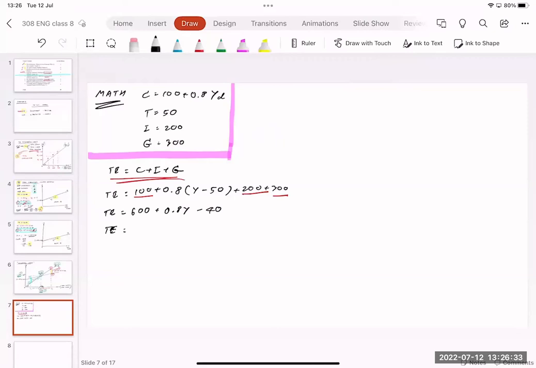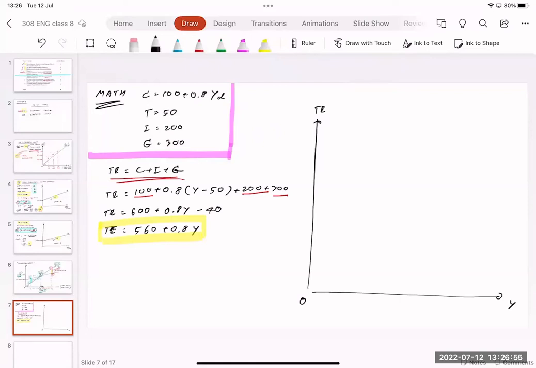In the end, TE equals 560 plus 0.8Y. Okay, this is what I want: the total expenditure equation. I can use this equation to draw the graph. On the vertical axis is TE, on the horizontal axis is Y.